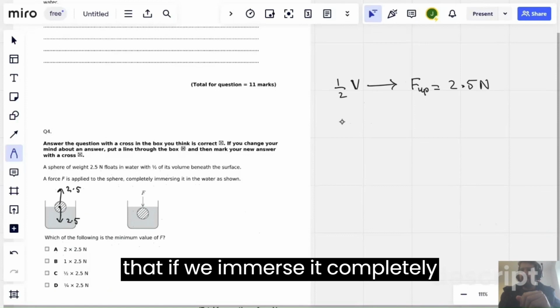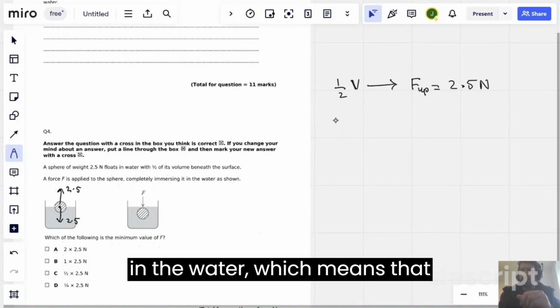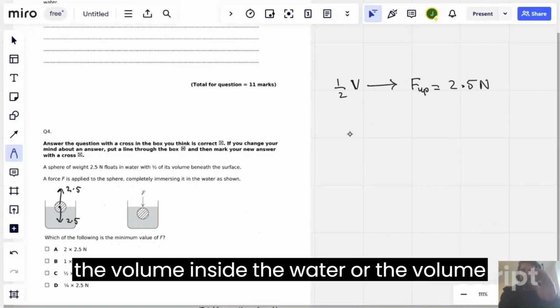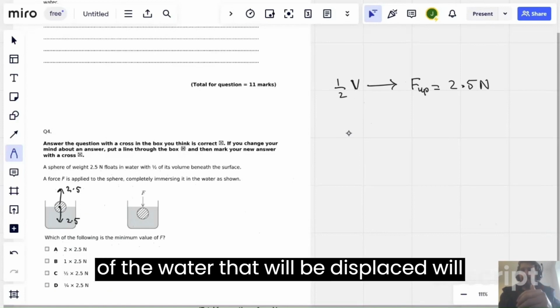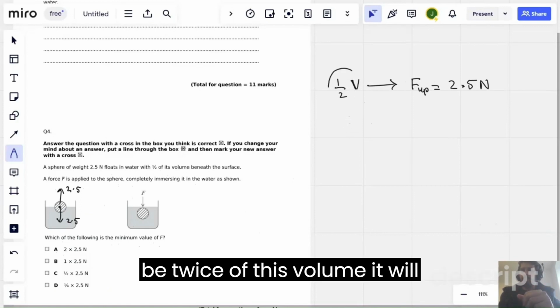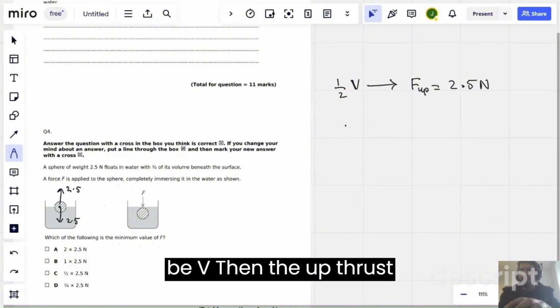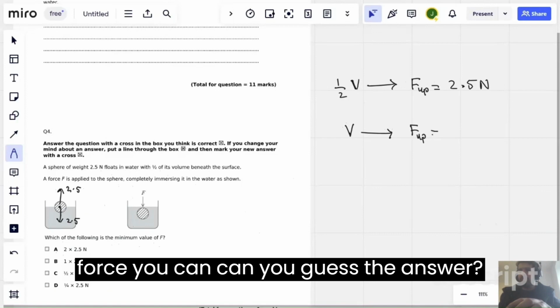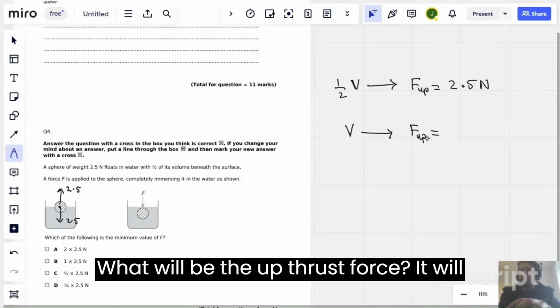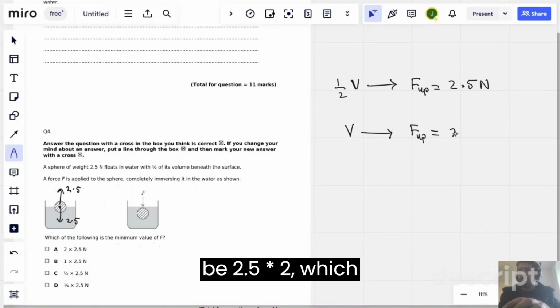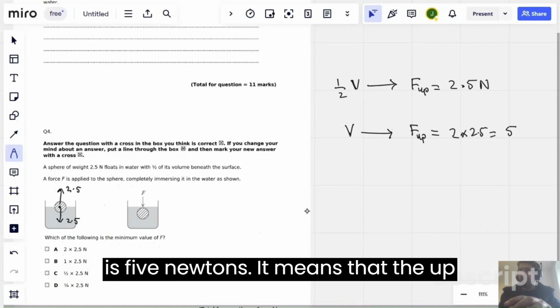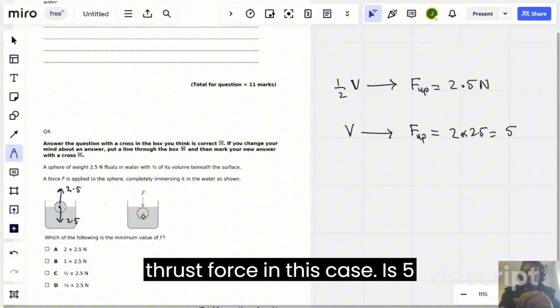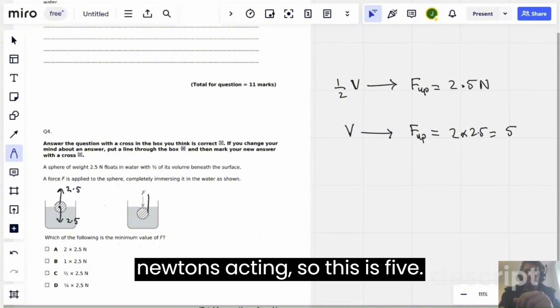That means that if we immerse it completely in the water, the volume of the water that will be displaced will be twice this volume, it will be V. Then the upthrust force, can you guess the answer? What will be the upthrust force? It will also double. It will be 2.5 times 2, which is 5 newtons. It means that the upthrust force in this case is 5 newtons acting upward.